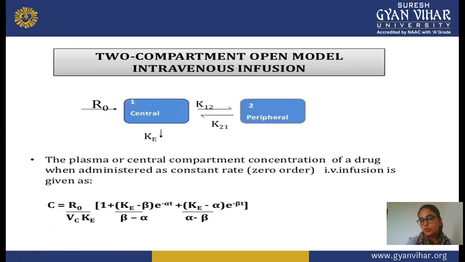And this is a two-compartment open model for intravenous infusion. So when the drug is given by intravenous infusion, this is the administration, that is R0. First it goes into the central compartment, then it reaches the second, peripheral compartment, comes back for reabsorption and gets eliminated. And the plasma concentration in the central compartment when the drug is administered at a constant rate, or zero-order IV infusion, gives this equation: C = R0/(Vc Ke) [1 + (Ke - beta)/(beta - alpha) e^(-alpha t) + (Ke - alpha)/(alpha - beta) e^(-beta t)].